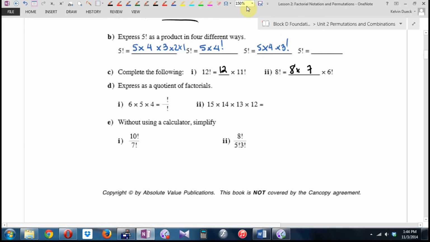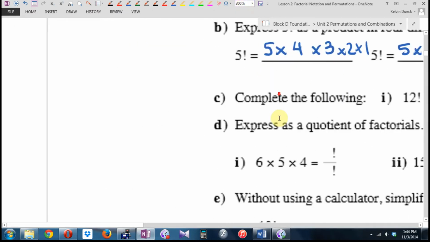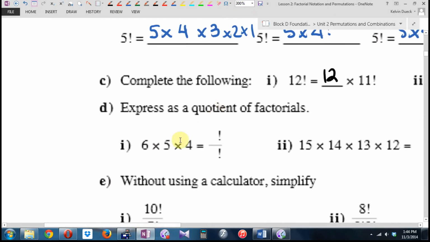D says, express as the quotient of factorials. What does quotient mean? Oh, you know what? It wants me to write 6 times 5 times 4 as something divided by something. I'm going to give you a hint. What would I divide by so that I only have 6 times 5 times 4? How would I get rid of the 3 times 2 times 1? 6 factorial divided by 3 factorial. The 3, the 2, and the 1 would cancel. The 6, 5, 4 is left behind. Seeing it?